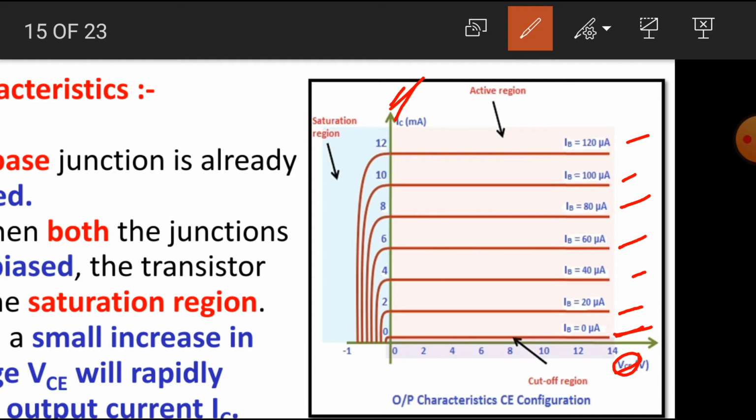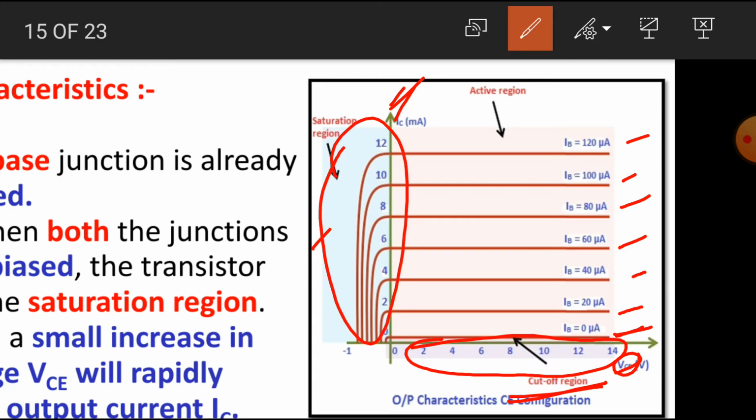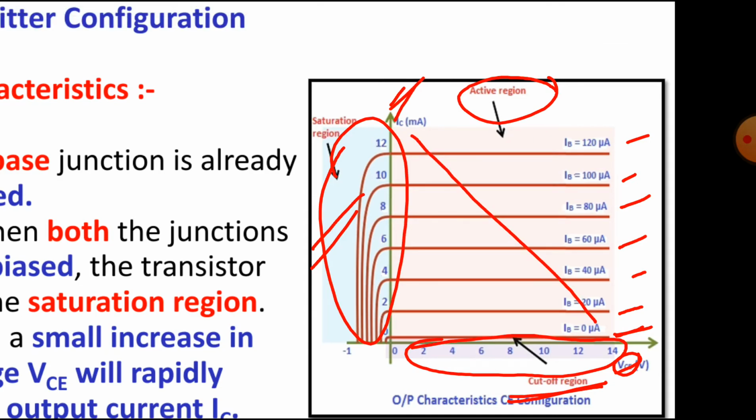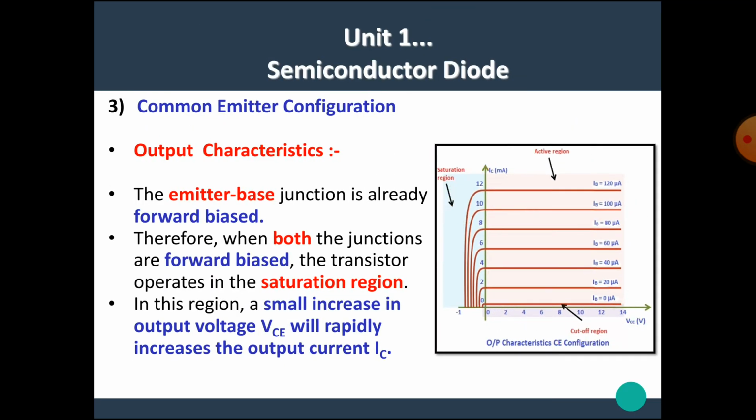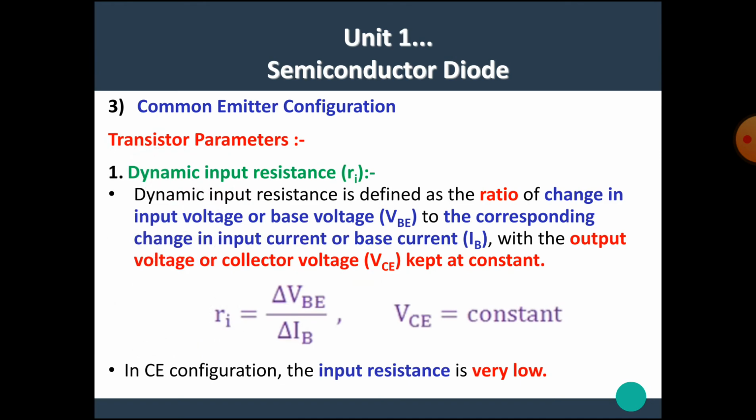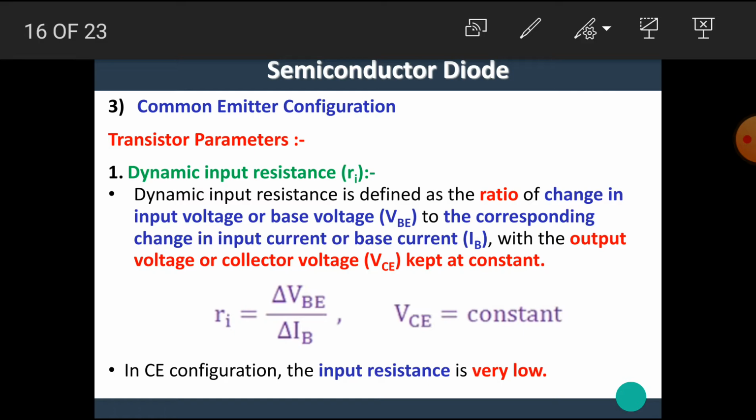Below IB equal to 0 microampere, the transistor operates in the cutoff region. In this region, the transistor operates in the saturation region, and if we want to operate the transistor as an amplifier, then we have to operate in the active region. I hope now you all understand the output characteristics of the common emitter configuration.